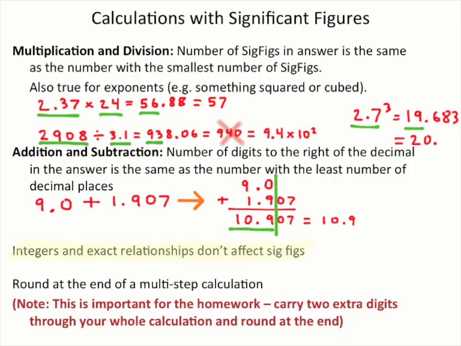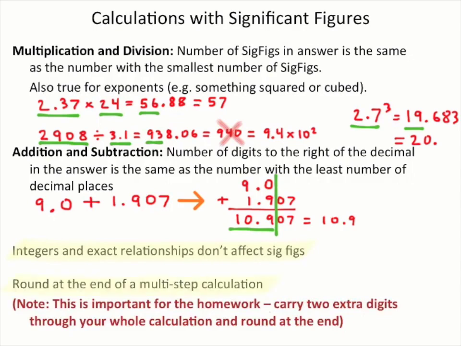Okay, some other things to note is that integers and exact relationships don't affect sig figs. If you had, say, 190.35 pounds times 5 people, then your answer will still have as many sig figs as your original number, and it will not just have 1 sig fig because of the number 5, for example. The number of integer people doesn't affect the sig figs of your other number, because you're multiplying by exactly 5. There's no experimental precision there.